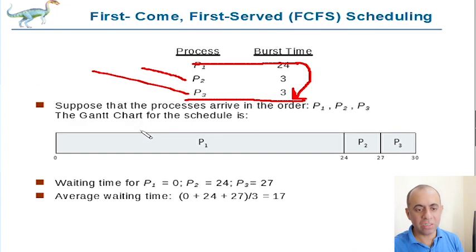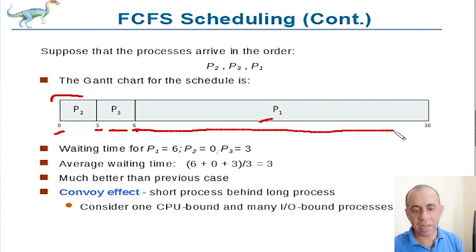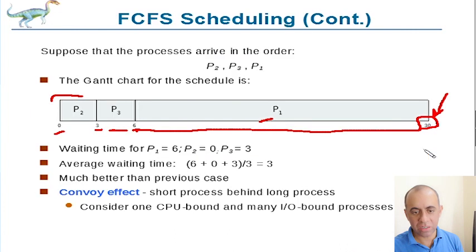And after that, we are assuming that P1 came. P1 was last to come and it was expected to use 24 time units. And P1, starting from 6, took 24 time units and ended at 30. So the final time for all these processes earlier was 30 and now it is still 30. There is no change in that.